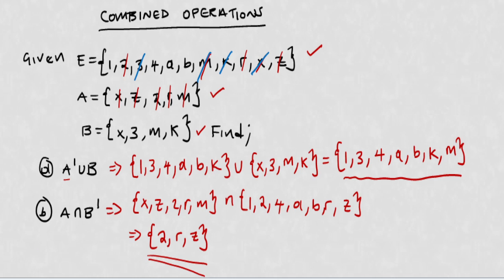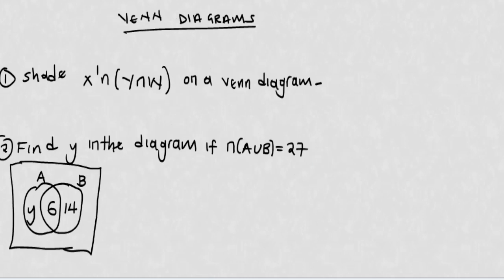Right. We now look at the last part, which is Venn diagrams. So we'll look at two questions that involve Venn diagrams. We'll start with the first one. The first one is on shading. Shade X complement intersection, then Y intersection W on a Venn diagram.